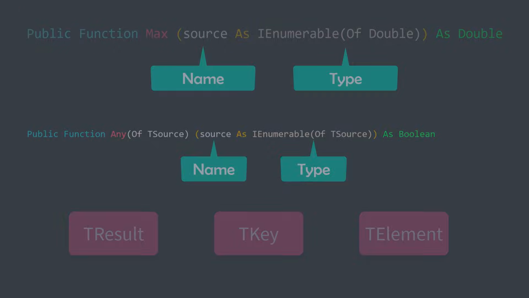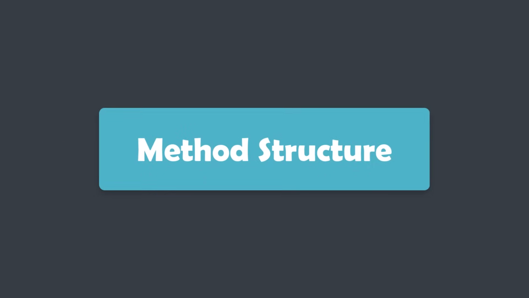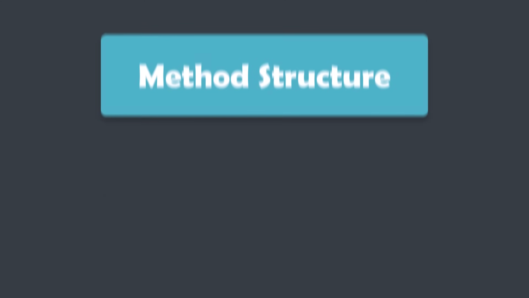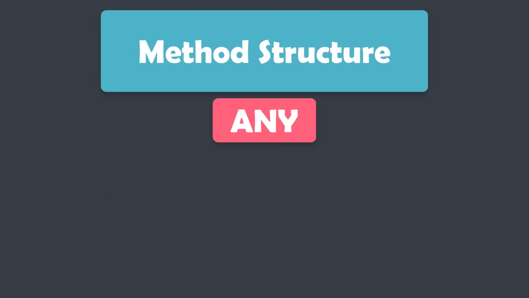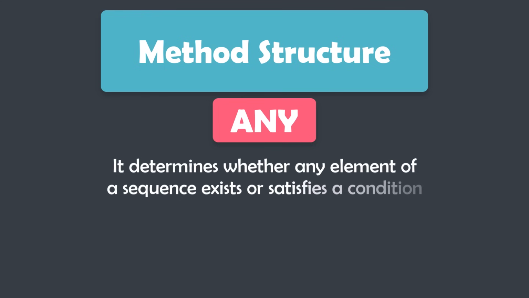Let's now see how the structure of LINQ methods is. If you understand the structure, you will be able to use any method you need in your LINQ query. Let's see the following method for example, any. It determines whether any element of a sequence exists or satisfies a condition.